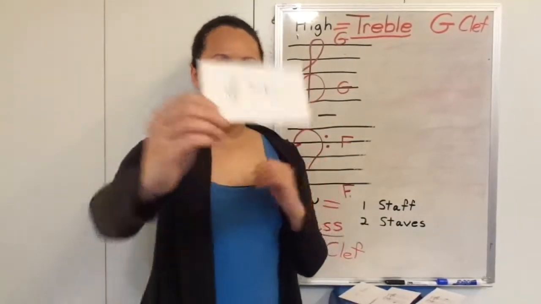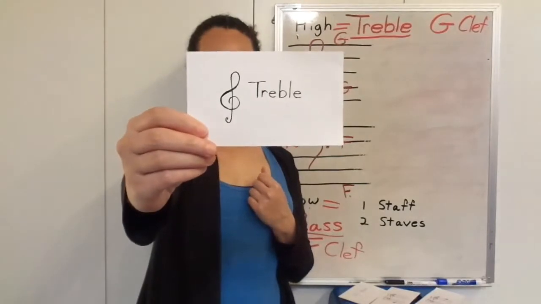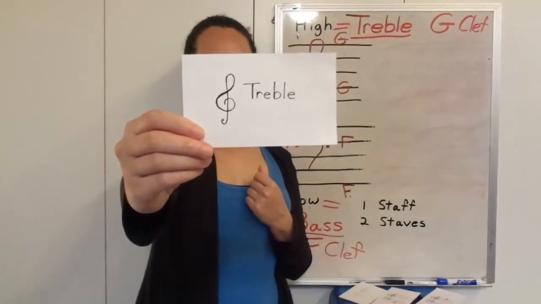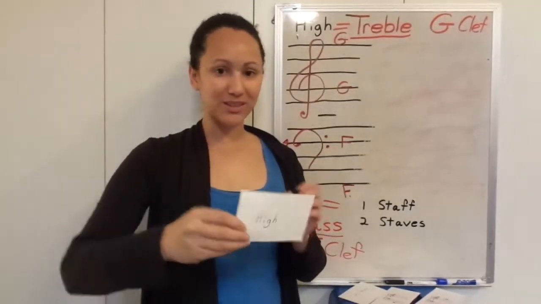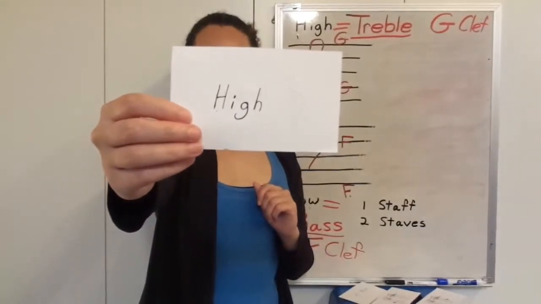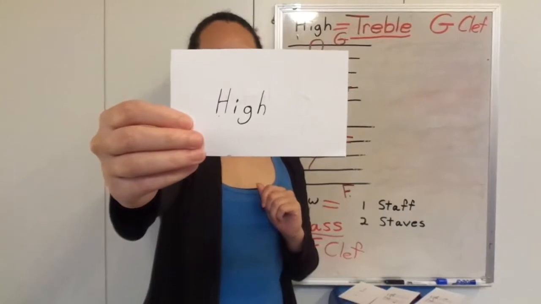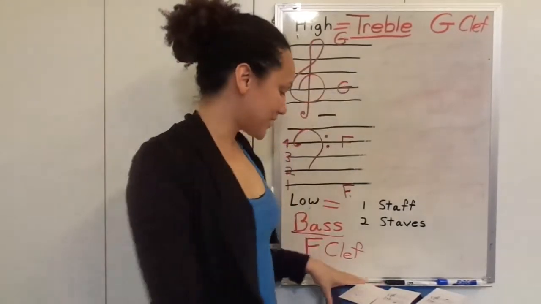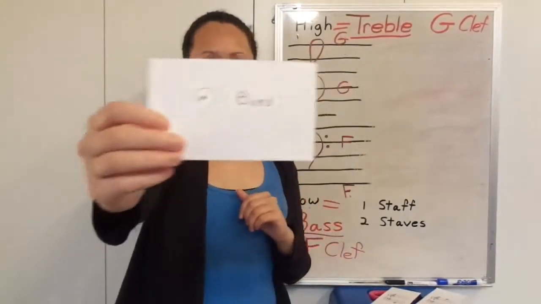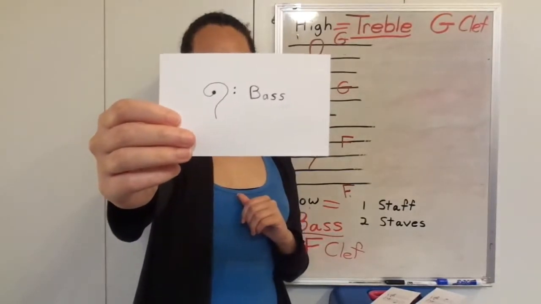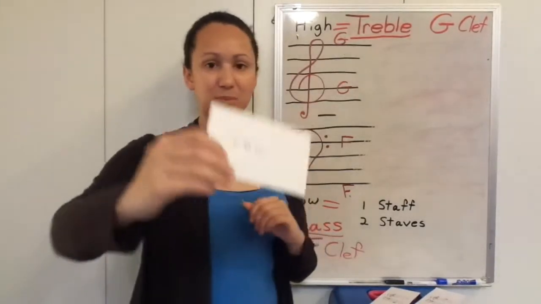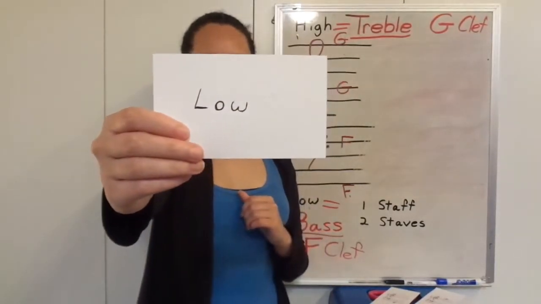Right here, we have our treble clef symbol, and written out, treble. It's spelled kind of like trouble, but with another E. And high, because it means high. And then over here, bass. Don't forget the two little dots. And bass is spelled with two S's, and it means low.